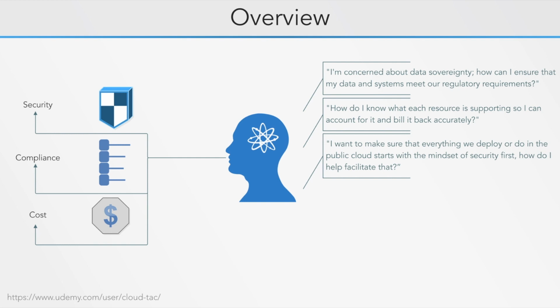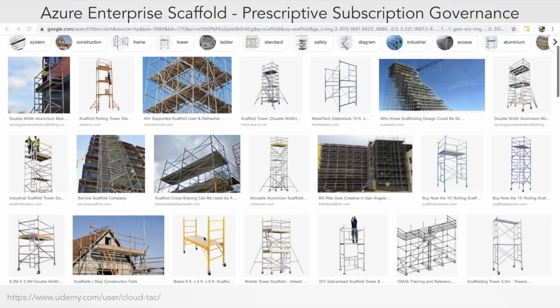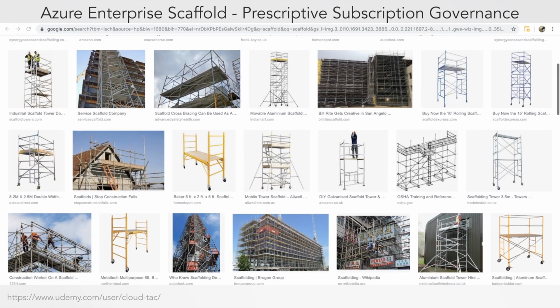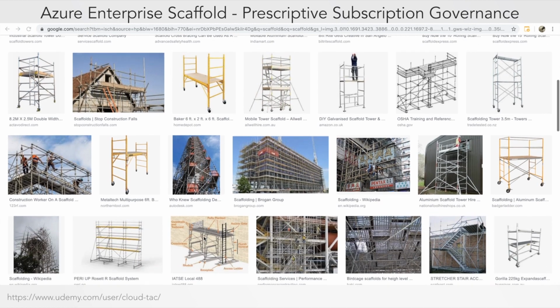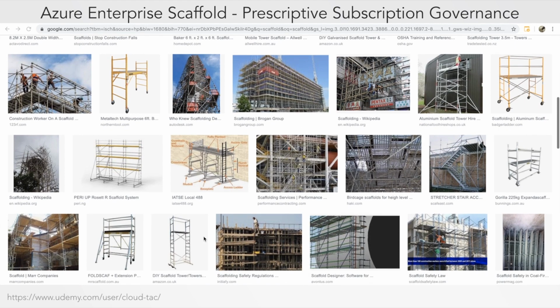But first of all, let me introduce the concept of an enterprise scaffold that guides organizations in implementing and managing their Azure environments in a secure way. It provides the framework to develop effective and efficient controls. When creating a building, scaffolding is used to create the basis of a structure. The scaffold guides the general outline and provides anchor points for more permanent systems to be mounted.